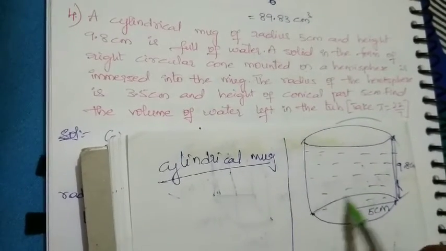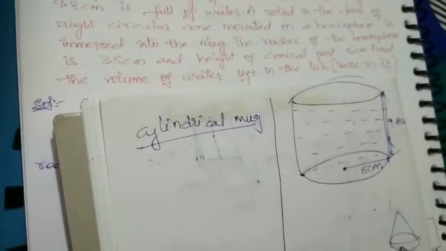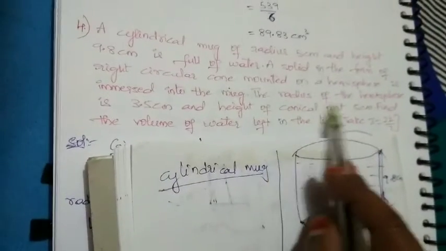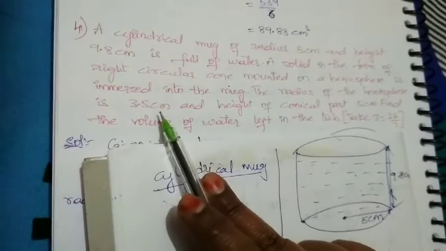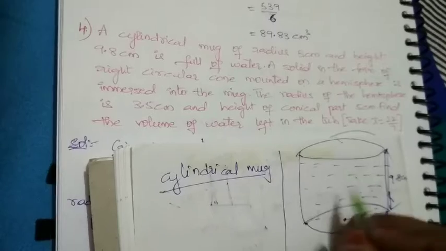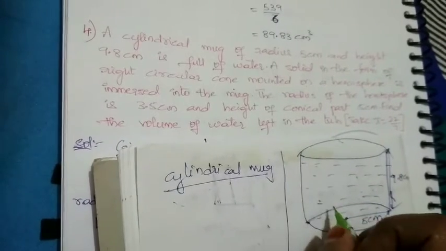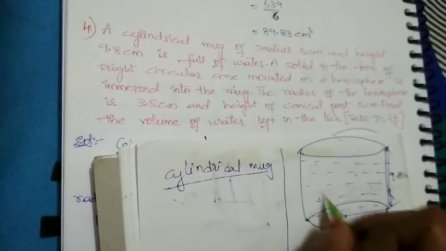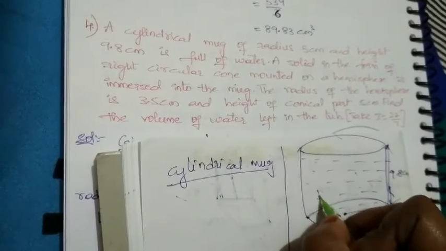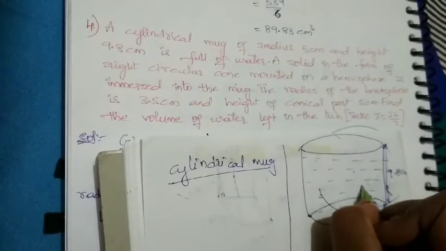Now we will get one doubt: whether this radius and this radius are equal or not. Let us check this by reading the next part. The radius of the hemisphere is 3.5 centimeters. Here the radius of the cylinder is 5 centimeters, but the radius of the hemisphere is 3.5 centimeters, so we should take the radius differently.